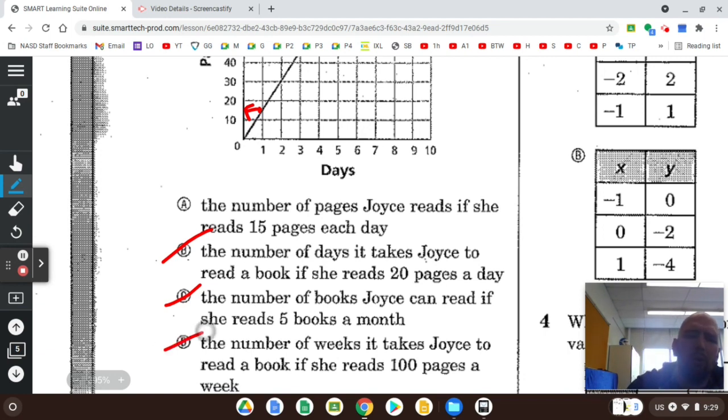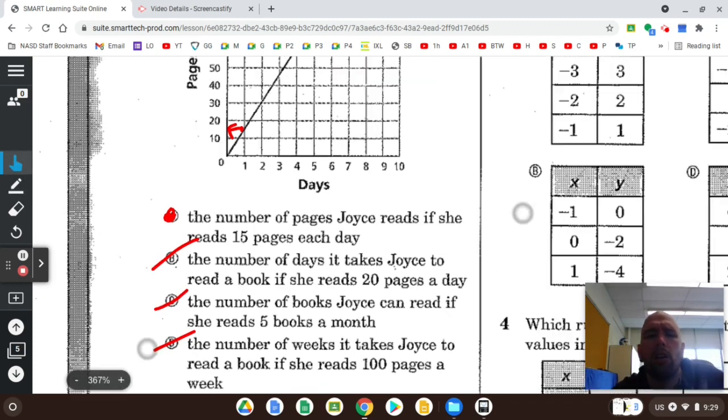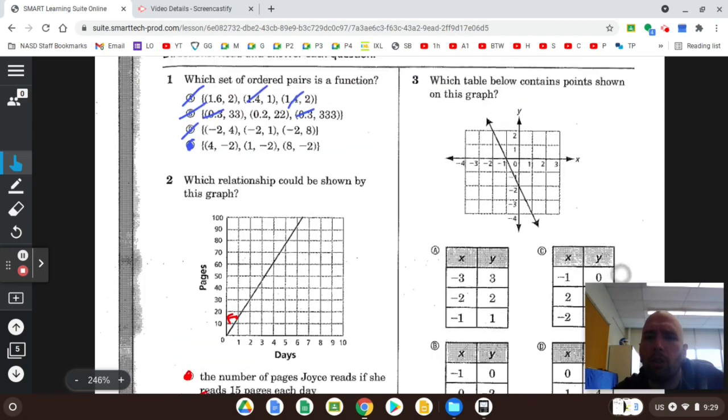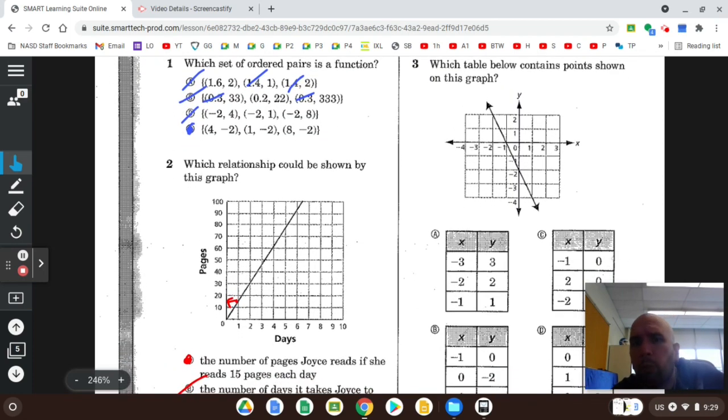The number of weeks it takes Joyce to 5. Well, no. Worded strange. Answer, not so much. Which table below contains points shown on this graph?